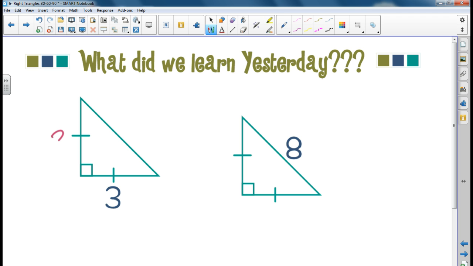3 root 2. Uh-oh. Something root 2. What did we have to do here? Divide. So both of these would be 8 divided by root 2. 8 divided by root 2.